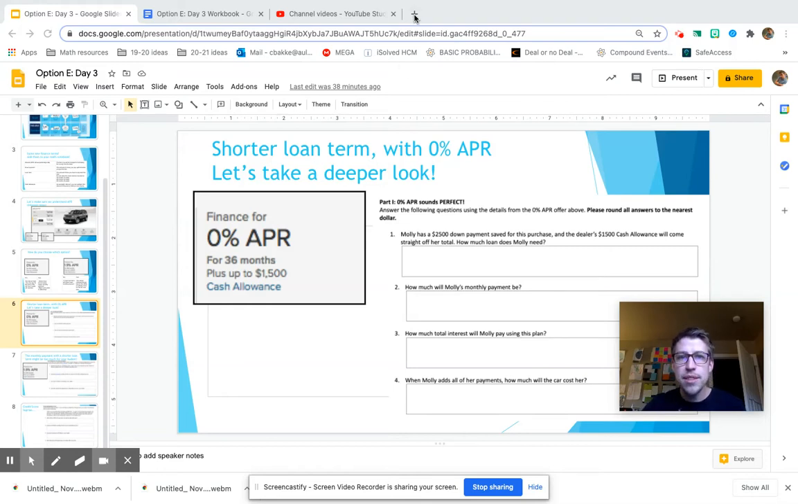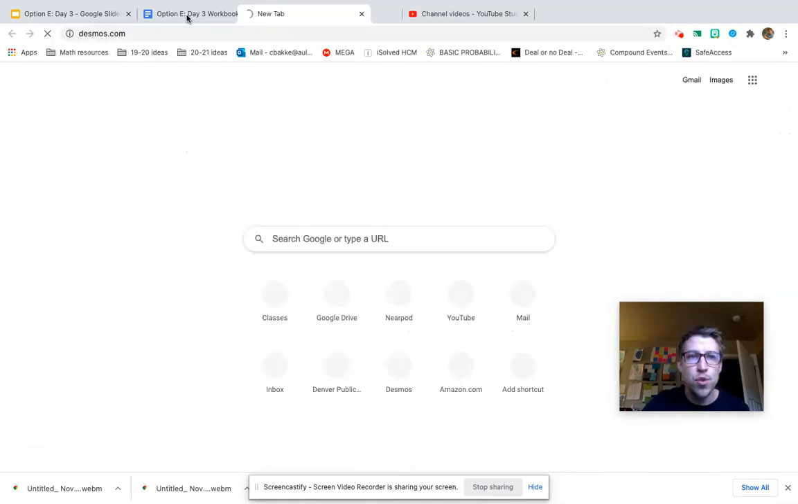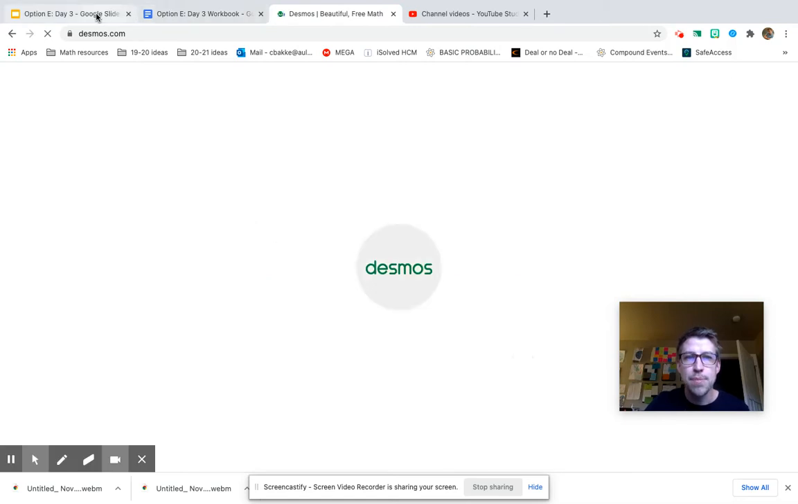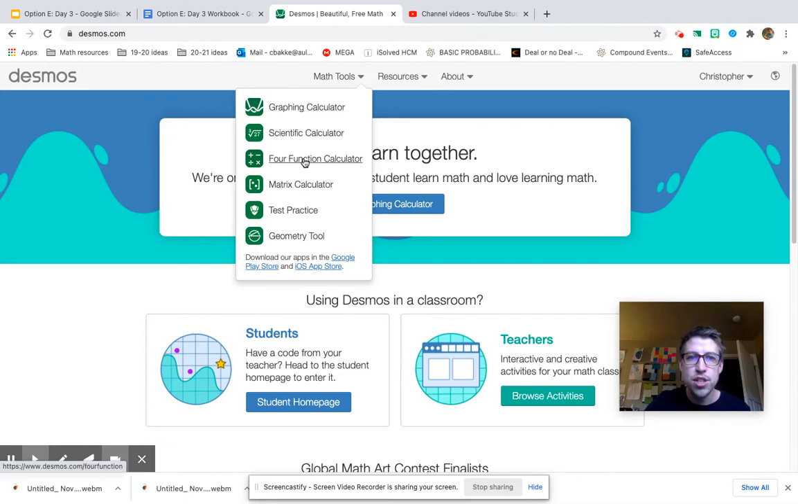Before we do anything, I'm going to go ahead and open up my Desmos calculator. Feel free to use the one that's on your phone. Totally up to you. I like my free Desmos. If you go to desmos.com, then we just need a basic 4-function calculator today.